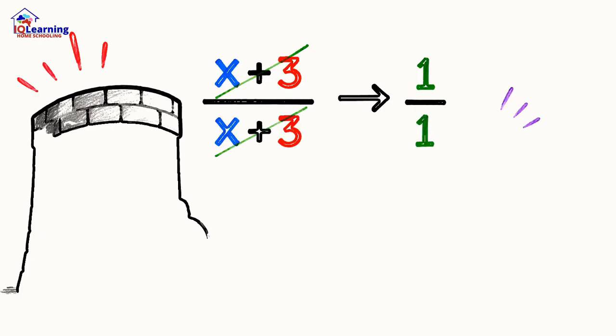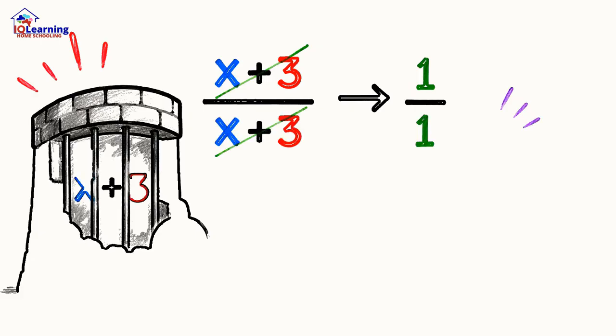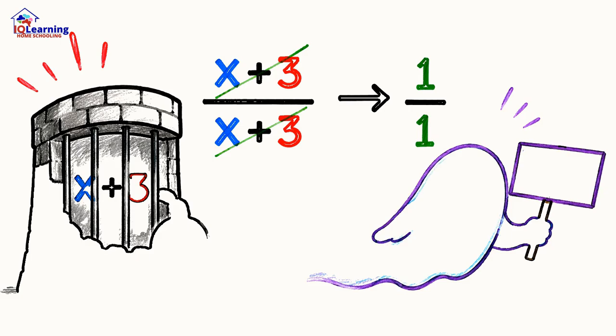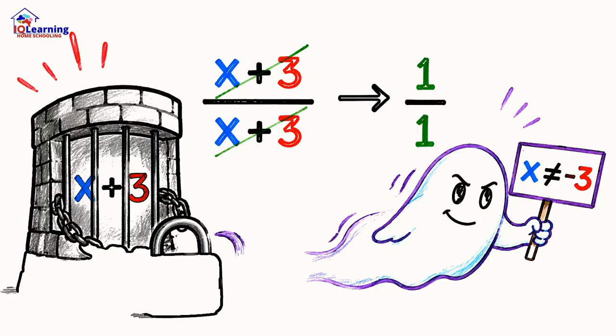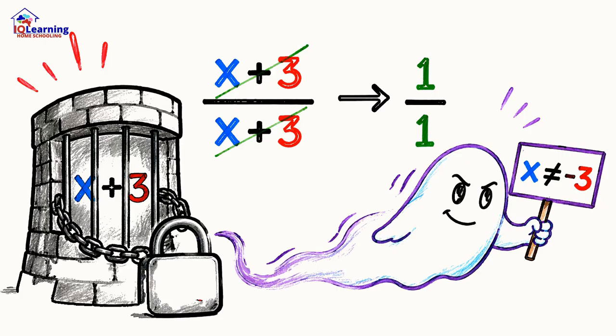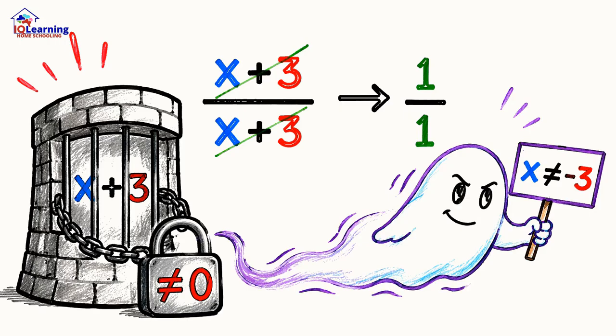But there's one hidden trap. The denominator of a fraction can never, ever be 0. So in our original problem with x plus 3 on the bottom, x could never be negative 3. Even after we canceled it, that restriction from the original expression still applies. It's a ghost that follows the simplified answer, reminding us of its history.